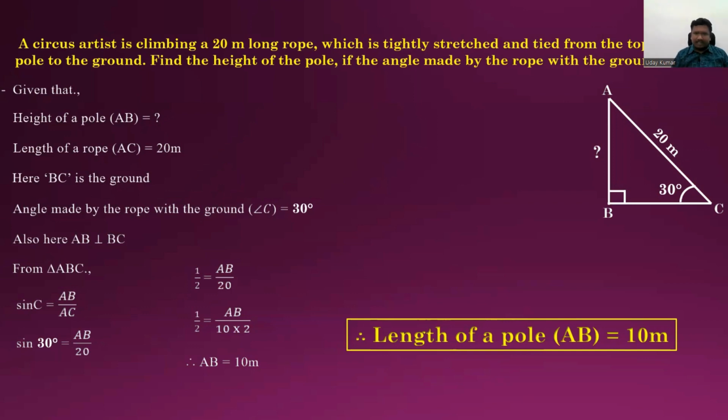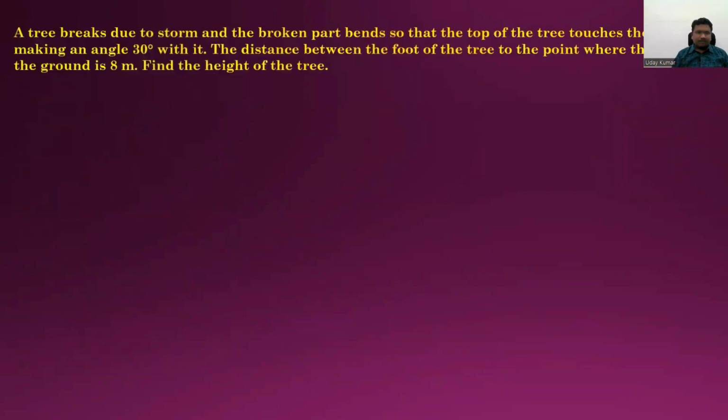Okay. Now let us see the second question of a tree due to storm. A tree breaks due to storm and the broken part bends so that the top of the tree touches the ground, making an angle 30 degrees with it. The distance between foot of the tree to the point where the top touches the ground is 8 meters. So find the height of the tree.